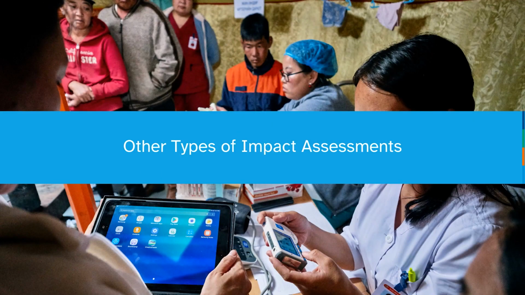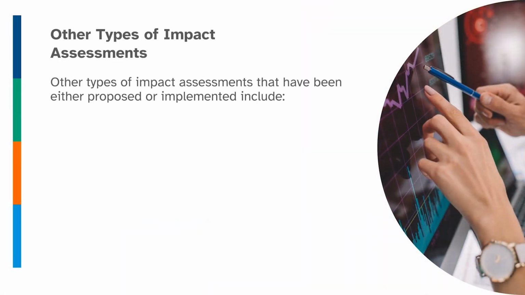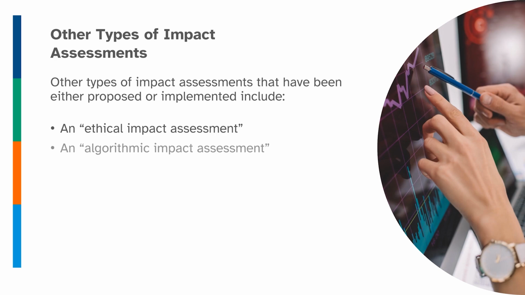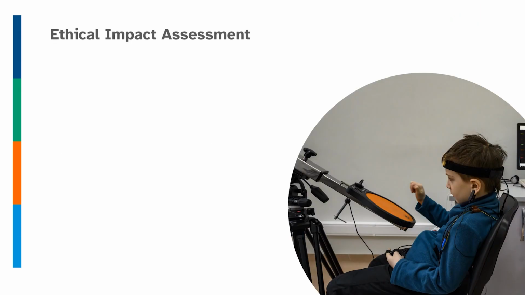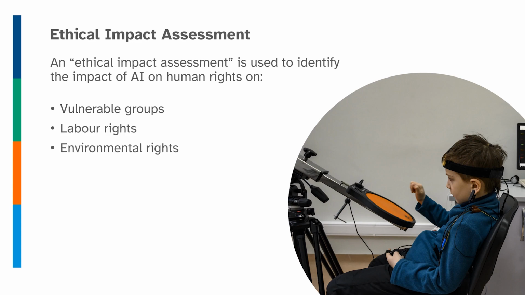Other types of impact assessments. Other types of impact assessments that have been either proposed or implemented include an ethical impact assessment, an algorithmic impact assessment. An ethical impact assessment is used to identify the impact of AI on human rights, for example on vulnerable groups, labor rights, environmental rights, and ethical and social implications.